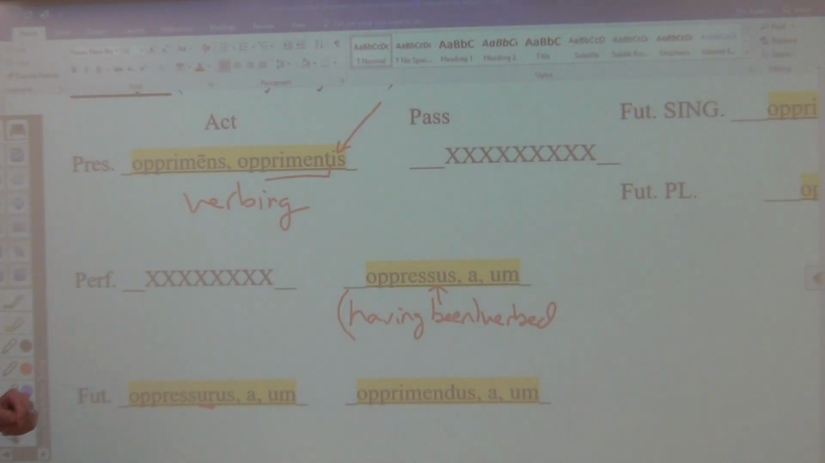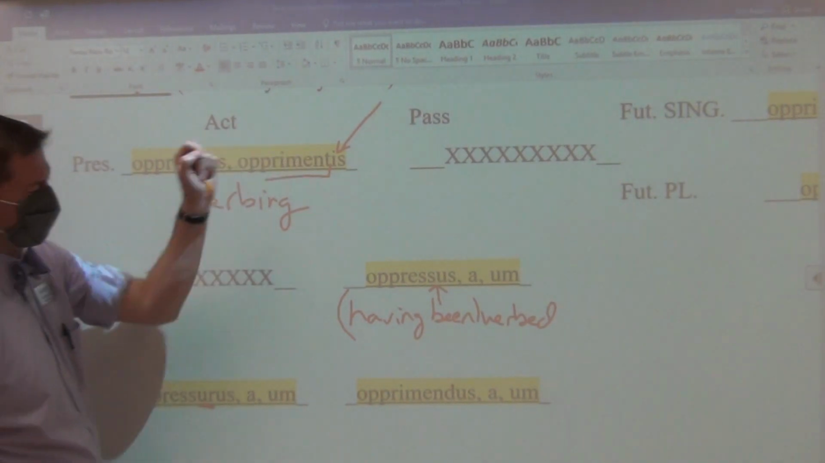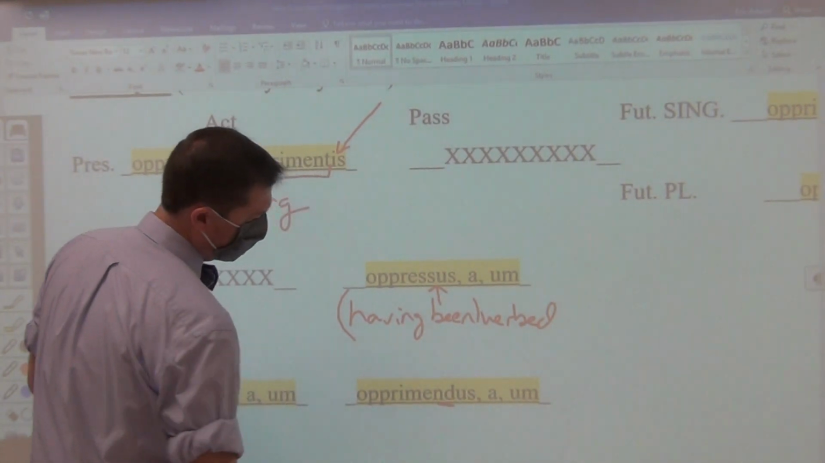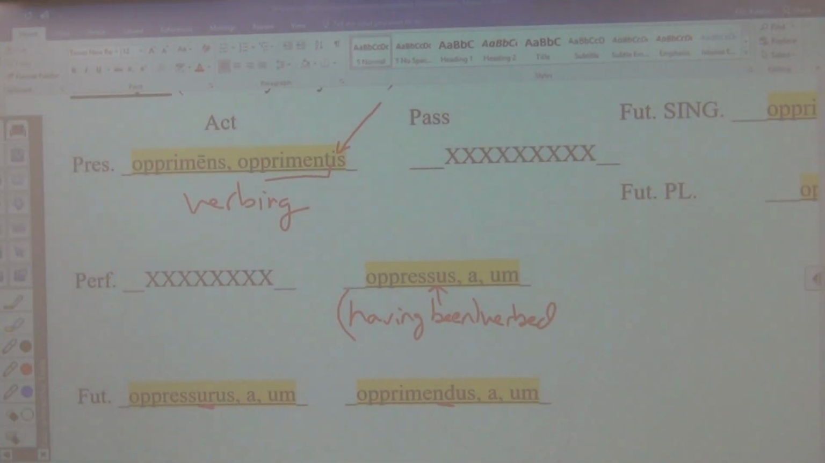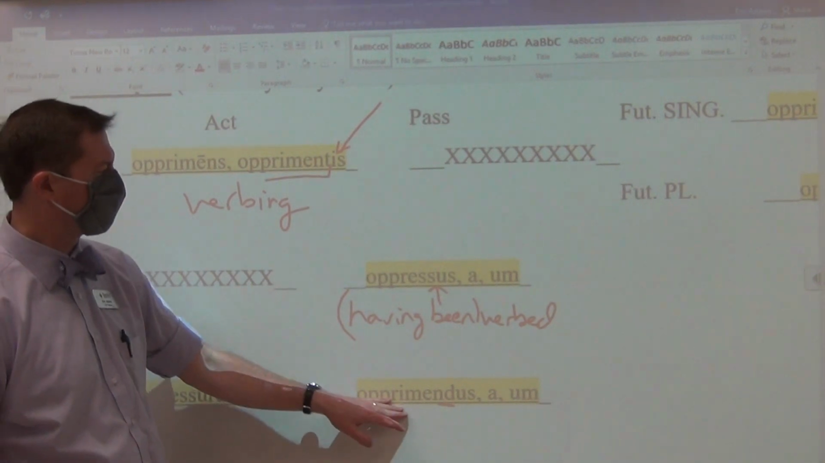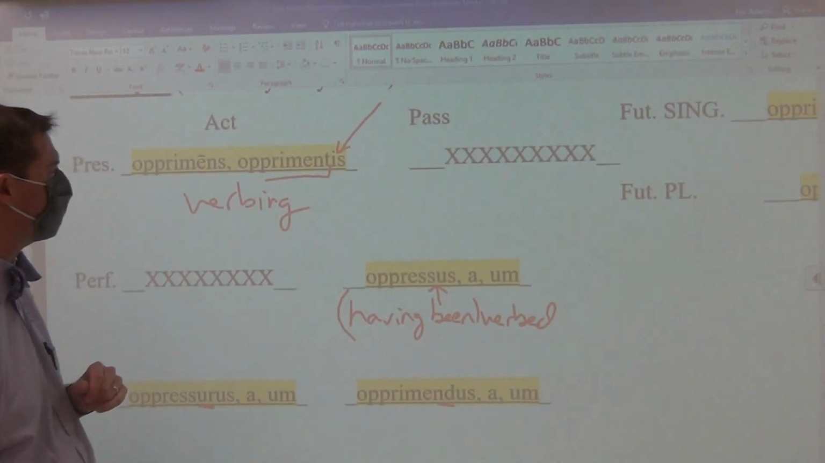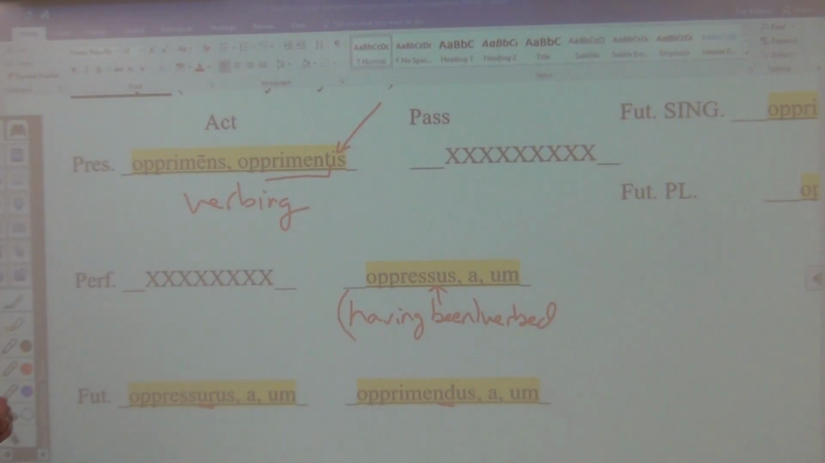Any of those. And then over here, the future passive also goes by the term the gerundive. About to be verbed. About to be verbed. So, about to verb, about to crush, about to be crushed, having been crushed, and crushing. Your second embedded word, opprimens. O-P-P-R-I-M-E-N-S. Opprimens is the second one that you want to have.